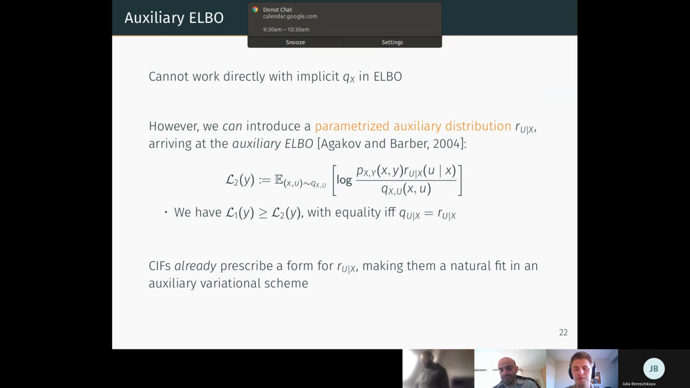Most of the structure in the posterior is structure in the prior. In most cases, not always, of course. Like in Bayesian neural networks, the prior is trivial, and the structure of the posterior only comes from the likelihood.